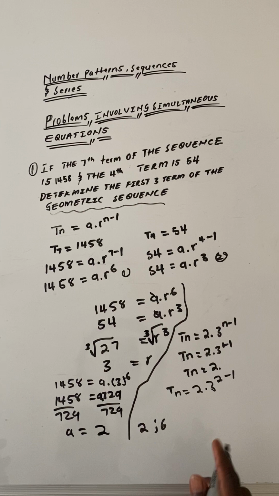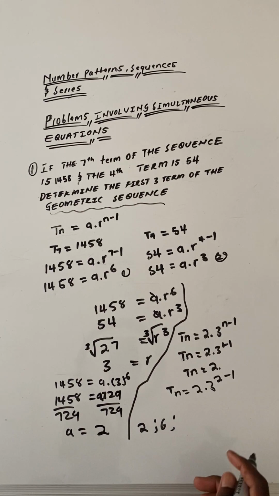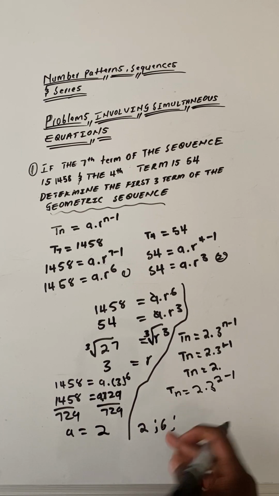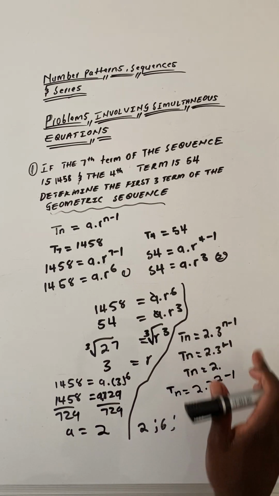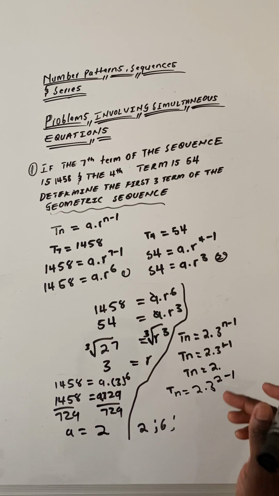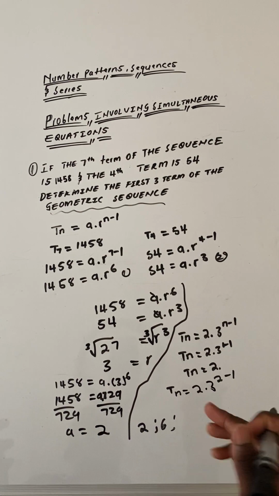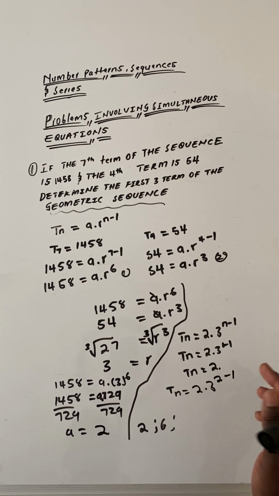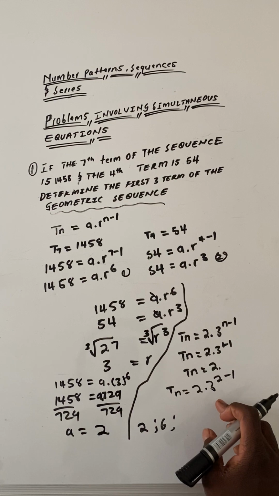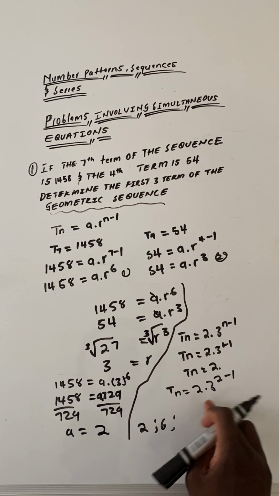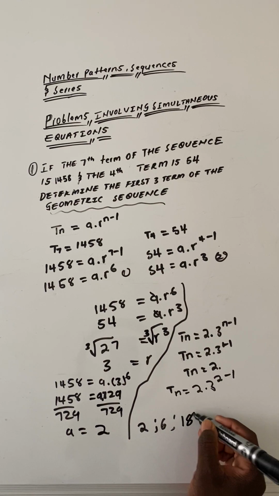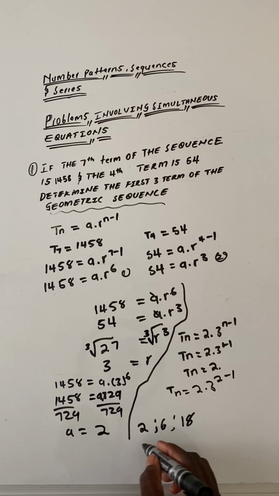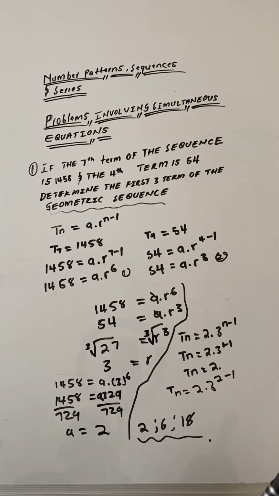Right, okay, so let us go on now and check. All right, when we substitute 3 here, that will be 2 times 3 to the power 3 minus 1, which is 3 to the power 2. 3 to the power 2, that will be 3 squared, that is 9. Then 2 times 9, that will be 18. Right, okay, so now this is you answering the question.